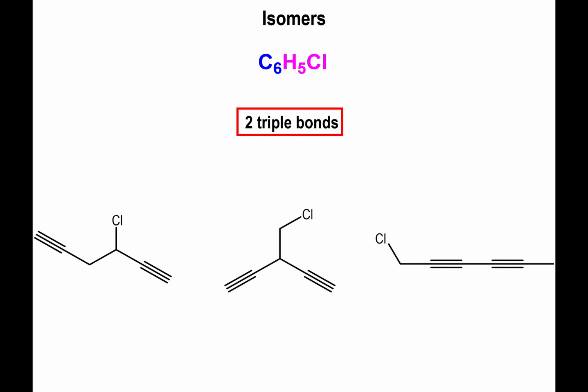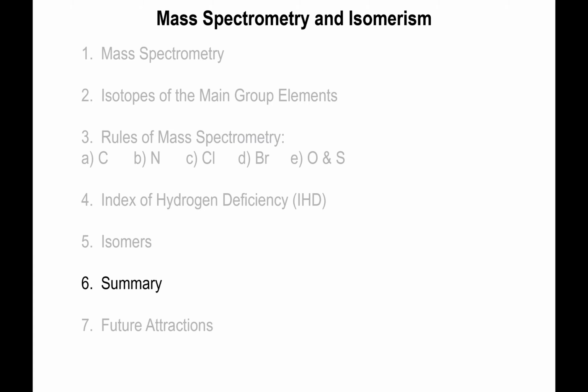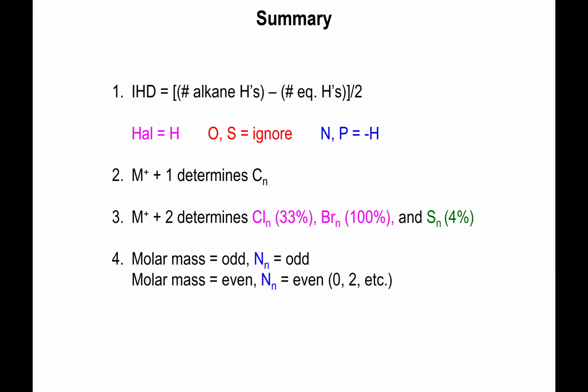All right, now with all of that, I think we are done with this lecture. So just to give a little synopsis of everything. Regarding the IHD formula, you want to use the alkane formula, 2n plus 2, and subtract the number of equivalent hydrogens from the 2n plus 2 formula, and then divide the whole thing by 2. And the equivalent hydrogens are determined as follows. If you do have hydrogens in your actual formula, you count them all. If you have halogens in your structure, you count them as if they were hydrogens. If you have oxygen or sulfur, you ignore them. And if you have nitrogen or phosphorus, you subtract as many hydrogens as you do have nitrogens and phosphorus from the overall formula.